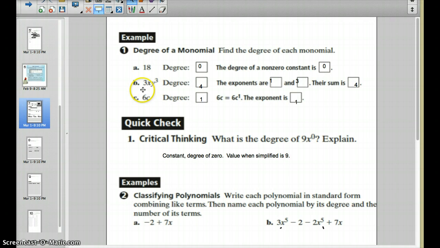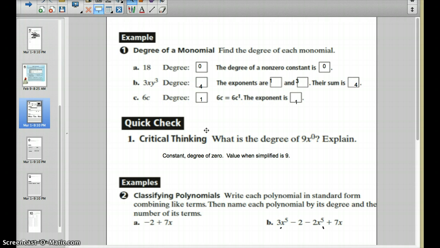If you look at the second monomial here, we have 3xy to the third. The power of x is 1, and the power of y is 3. So the degree here is 4 because we add the exponents 1 and 3 to get the sum of 4. If you look at 6c here, c has an exponent of 1, and there aren't any other variables, so this monomial has a degree of 1.